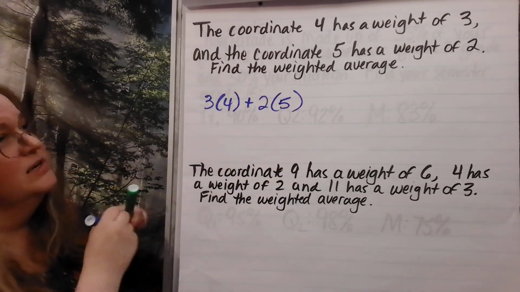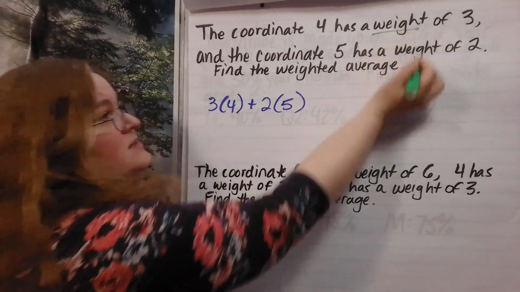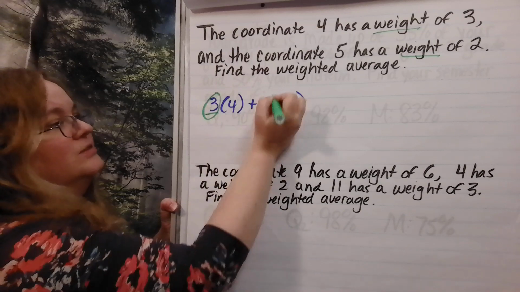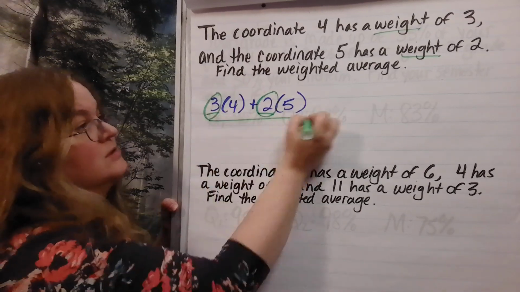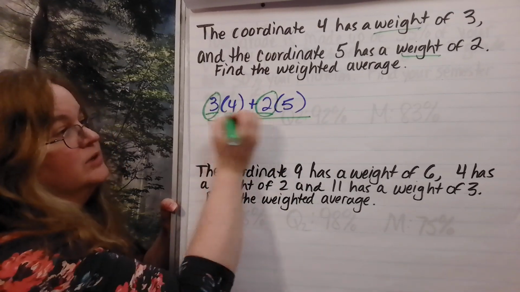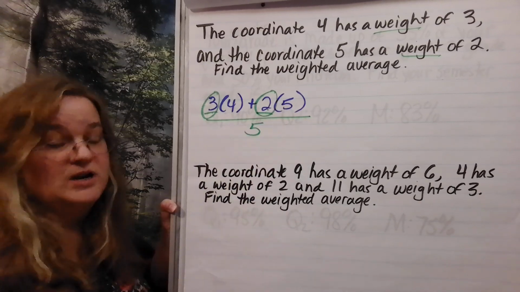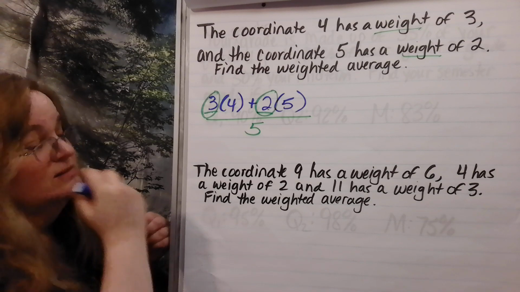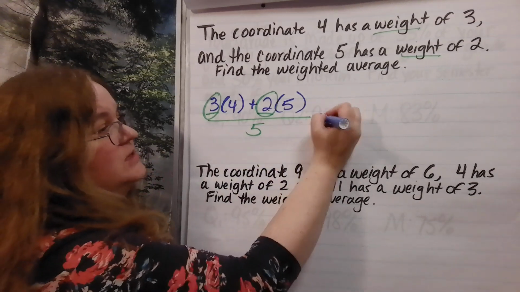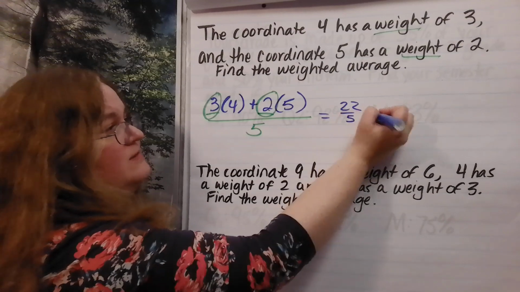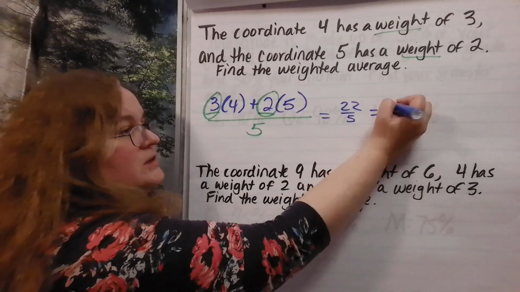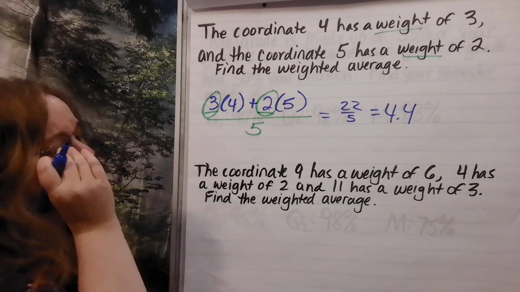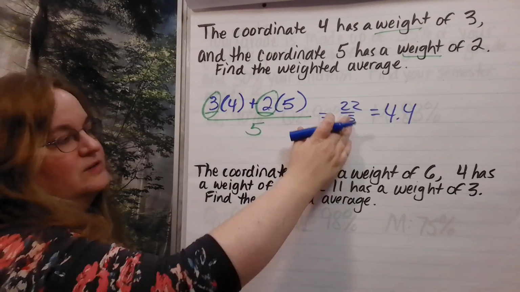Okay, so again, when I'm looking at this word weight, I've got a 3 and I've got a 2. So when I go to divide, 3 plus 2 is 5. It goes in the denominator. So 3 times 4 is 12, plus 10 more would give me 22 divided by 5. And so that's going to go in 4 times, because it'd be 4 2/5, or 4.4.